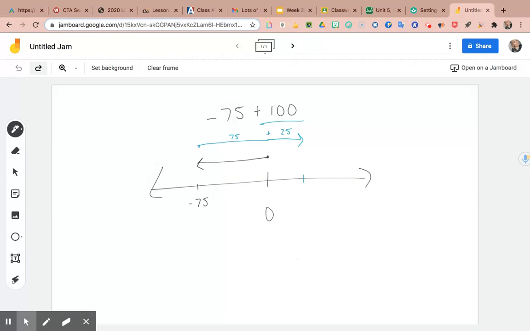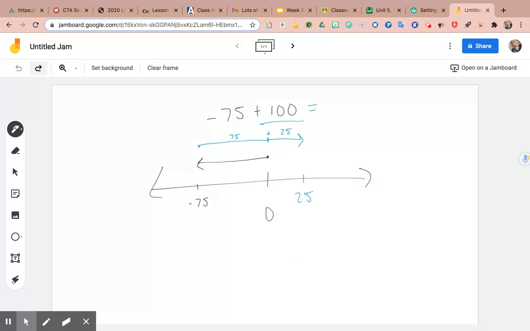So I know that to get back to 0, I went 75, because if I went this way 75, then back 75 would put me at 0. And I have 25 extra. So I end up here at 25. So that's one way to think of it. You can also think of this as you owe $75 and you have 100. So how much do you have left? That's another way to think of it.